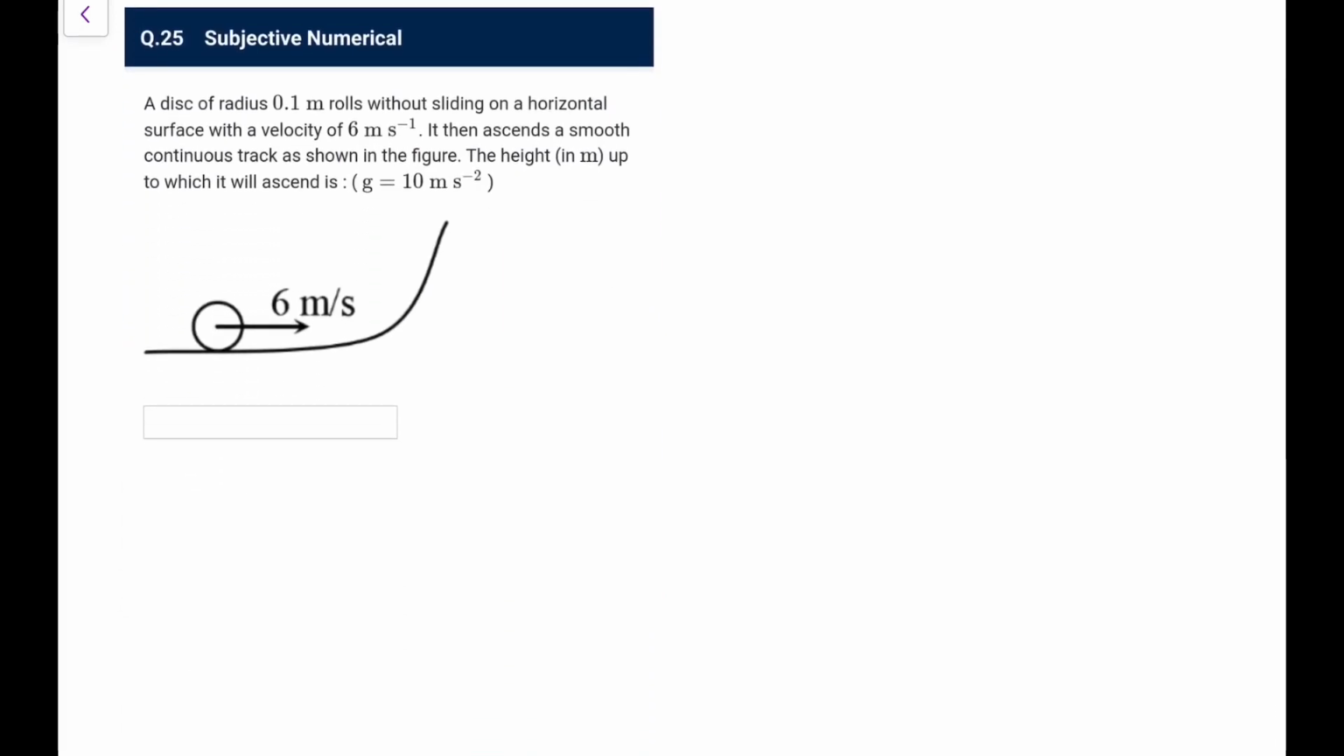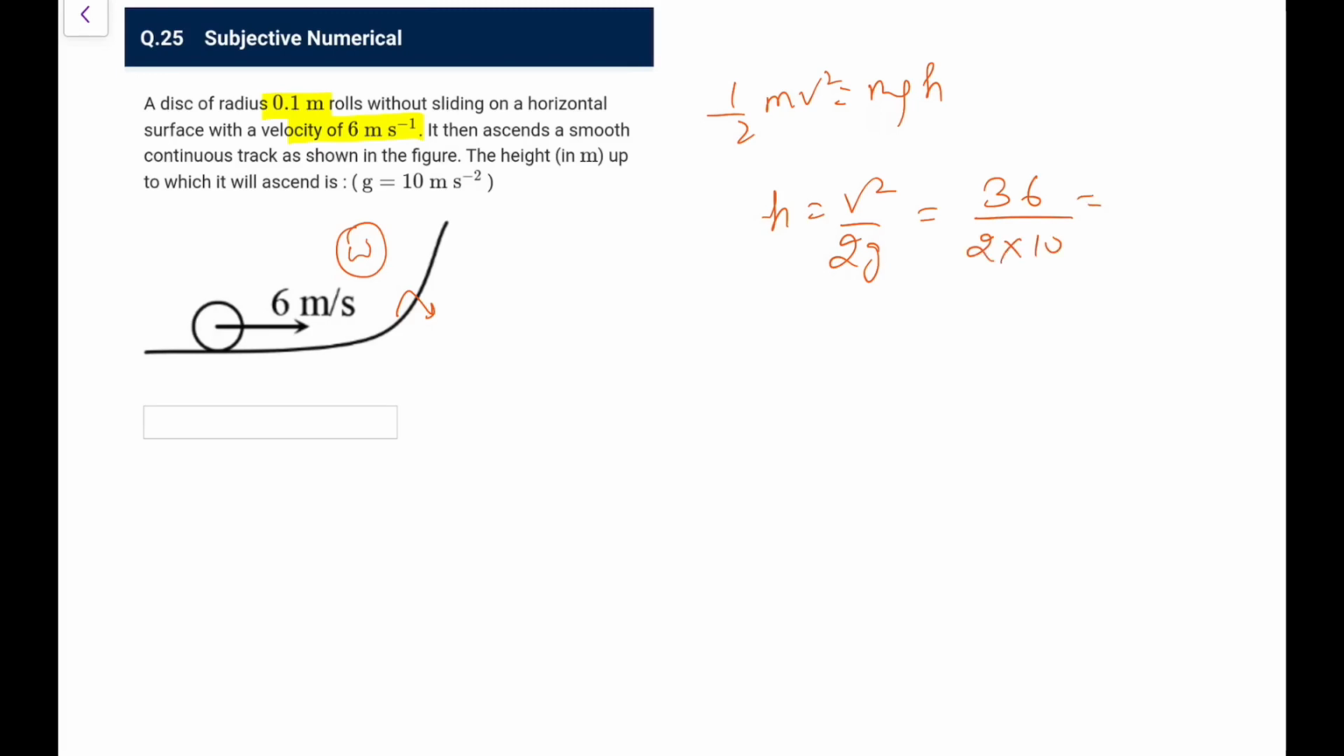Next. So that was again not an easy one. A disk of 0.1 meter rolls without sliding on a horizontal surface with a velocity of 6. It then ascends a smooth continuous track as shown in the figure, the height up to which it goes. Because it is a smooth track, omega won't change, only half mv square will be given up, and that would be equal to mgh. So h is simply v square by 2g, nothing else. So it is 36 by 2 into 10, that is 36 by 20, that is 1.8 meters. So the answer would be 1.8, and this is your exercise.